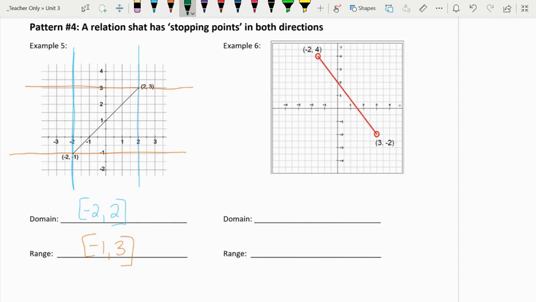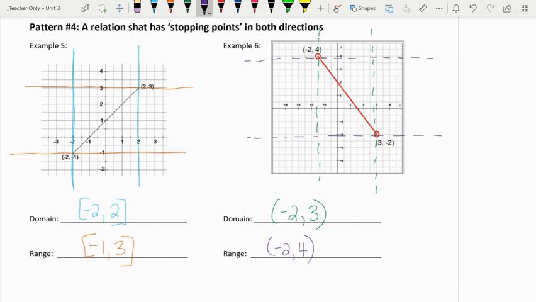For our next one, very similar to this last one, our farthest left is right here. But that is an open circle, which means we need a parenthesis. Our farthest right is right here at +3. Again, open circle, so parenthesis. And then our y values. Our lowest y value is at -2, parenthesis because of the open circle. And our highest y value is all the way up there at +4, parenthesis because it's not included.